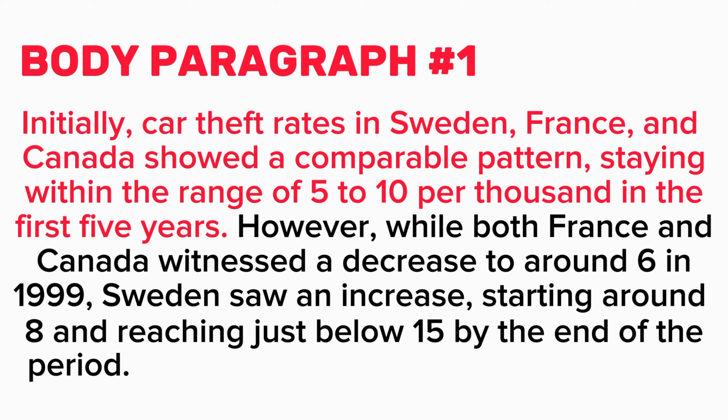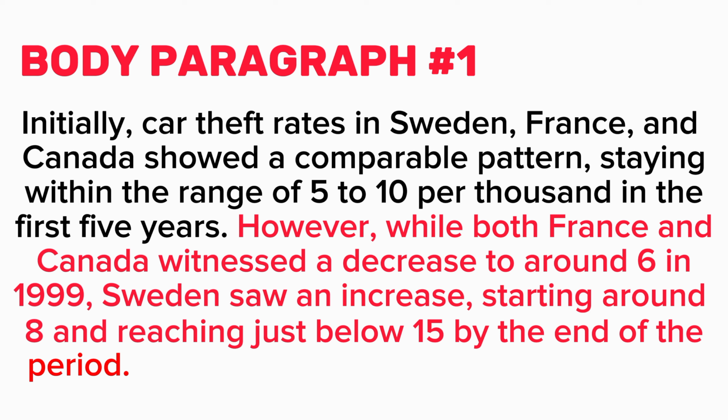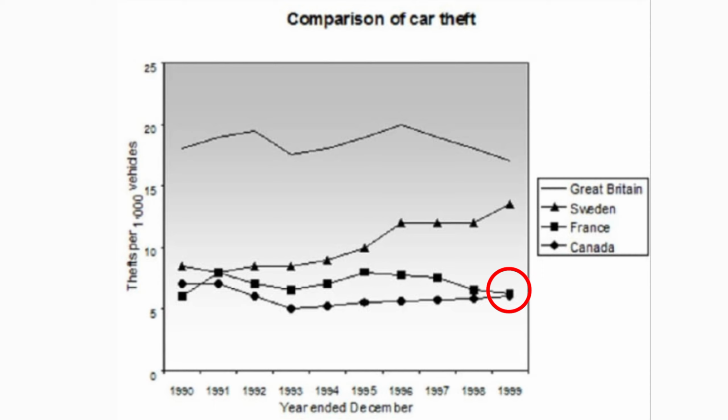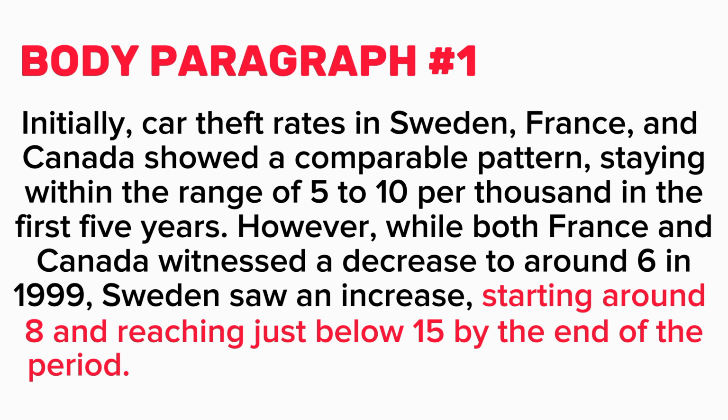Initially, car theft rates in Sweden, France, and Canada showed a comparable pattern, staying within the range of 5 to 10 per thousand in the first 5 years. However, this is for a contrast. While both France and Canada witnessed a decrease to around 6 in 1999, Sweden saw an increase. So here you can see they both decreased to 6, but Sweden saw an increase. And instead of saying it increased, then it remained constant, I'll simply jump to the last figure here, starting around 8 and reaching just below 15 by the end of the time period.